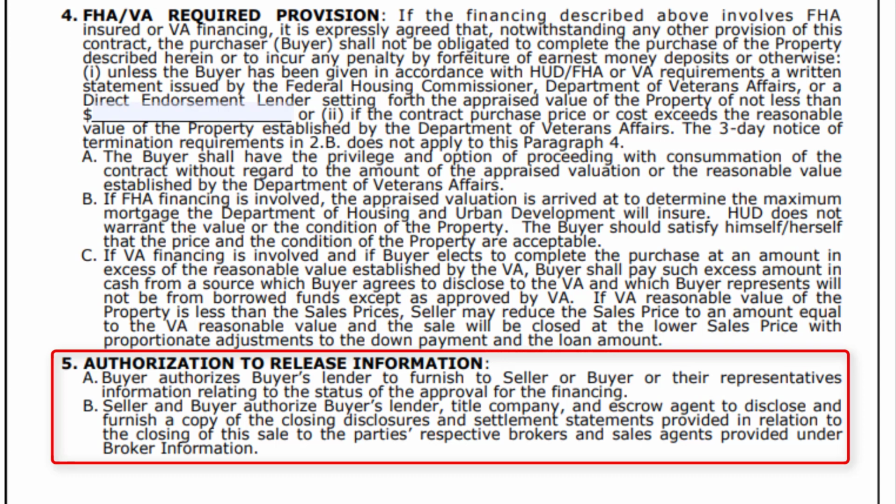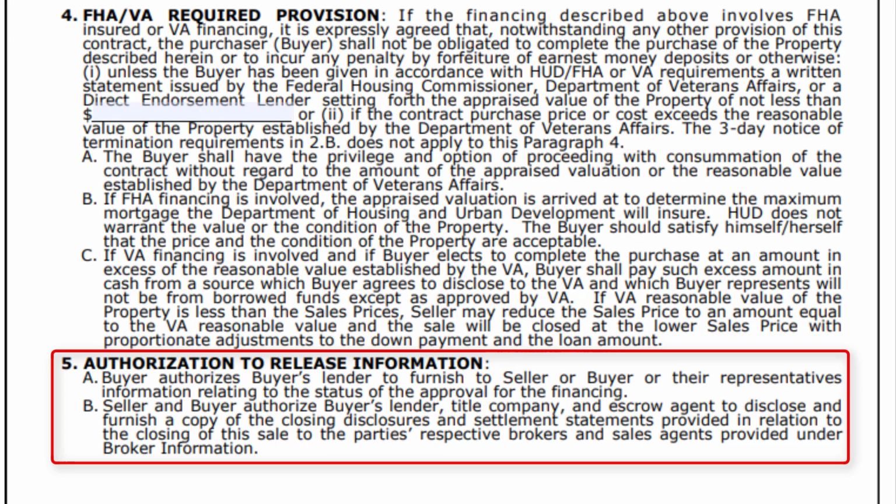And B, seller and buyer authorize buyer's lender, title company, and escrow agent to disclose and furnish a copy of the closing disclosures and settlement statements provided in relation to the closing of the sale to the parties' respective brokers and sales agents provided under broker information. So this paragraph is important for 2 reasons. The first paragraph that talks about the buyer authorizing the buyer's lender to furnish the seller or their representatives with information relating to the status of the approval is important.